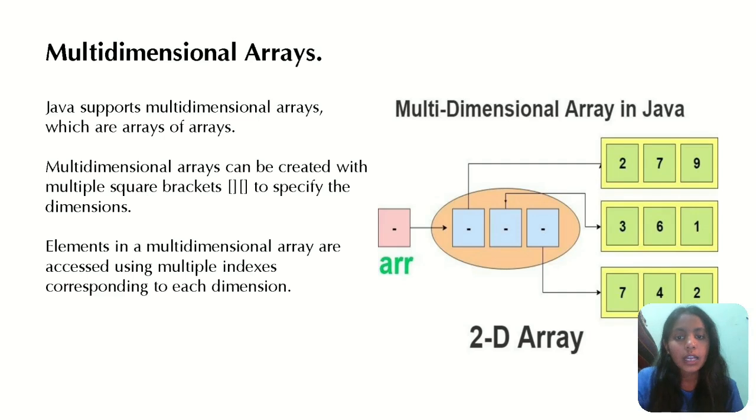Multidimensional arrays. Java supports multidimensional arrays, which are arrays of arrays. Multidimensional arrays can be created with multiple square brackets to specify the dimensions. Elements in multidimensional arrays are accessed using multiple indexes corresponding to each dimension. Here in the diagram you can observe the multidimensional arrays in Java. It is represented as a 2D array.